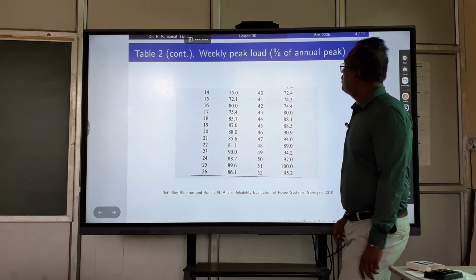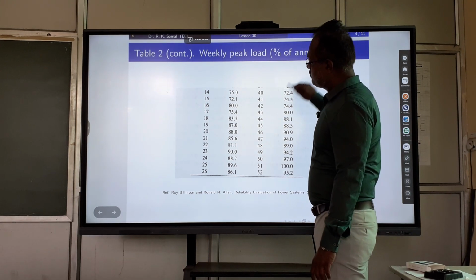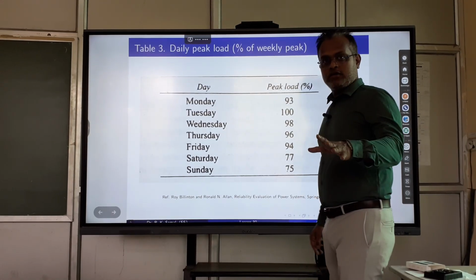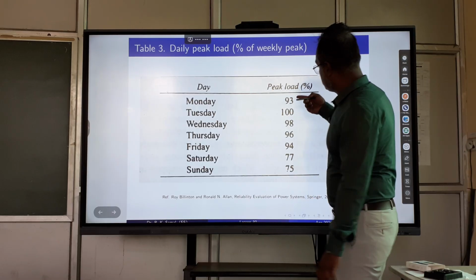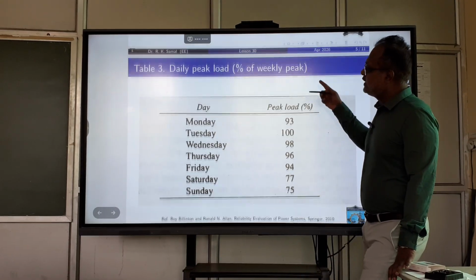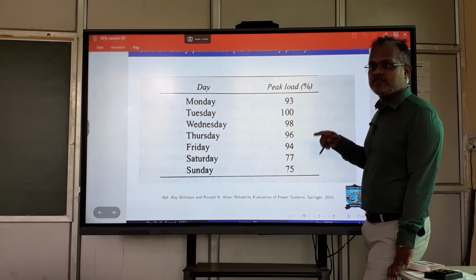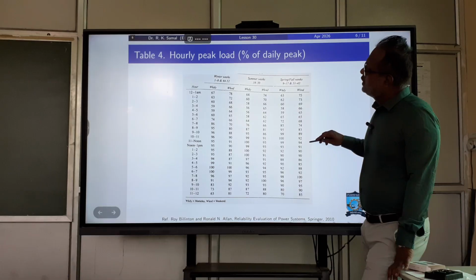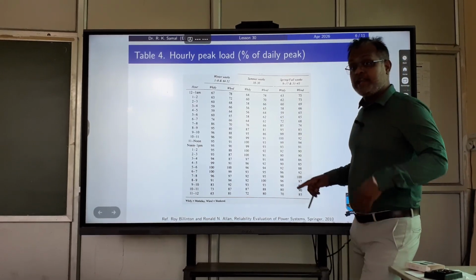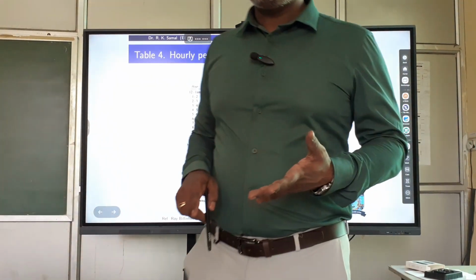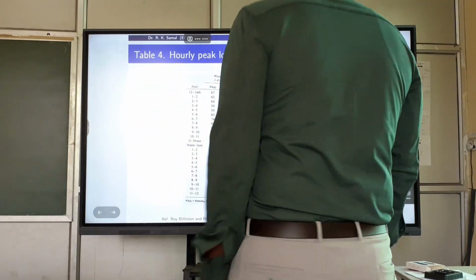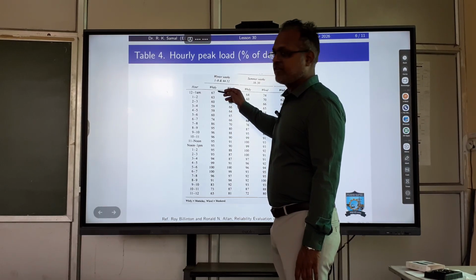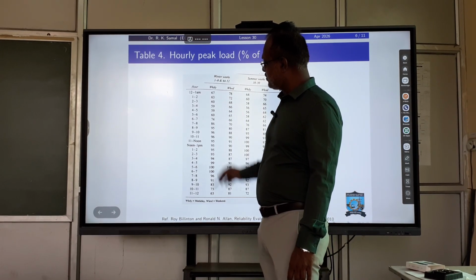Weekly peak load as a percentage of annual peak continues. Now you have weekly data, but what about daily load? Daily peak load is given as a percentage of the weekly peak load, so Tuesday has the highest peak, 100% of the peak. Then hourly load is given as a percentage of the daily peak. For Monday, starting 12 to 1 AM, you will have 67% of weekly peak, 60% of weekly peak, 50% of weekly peak, like that.